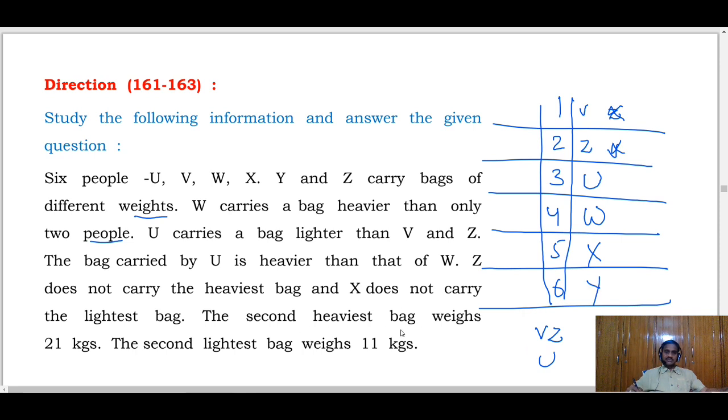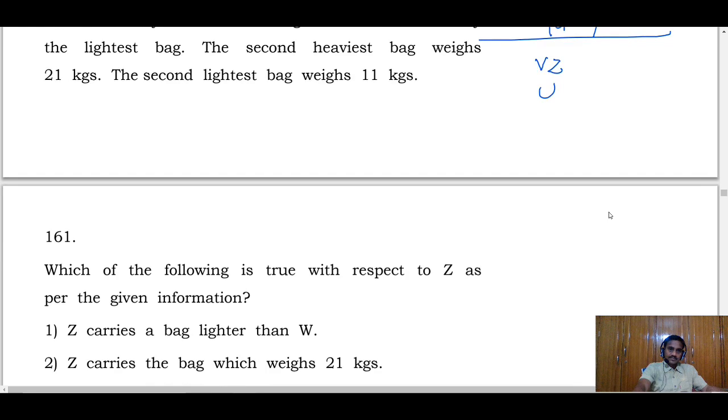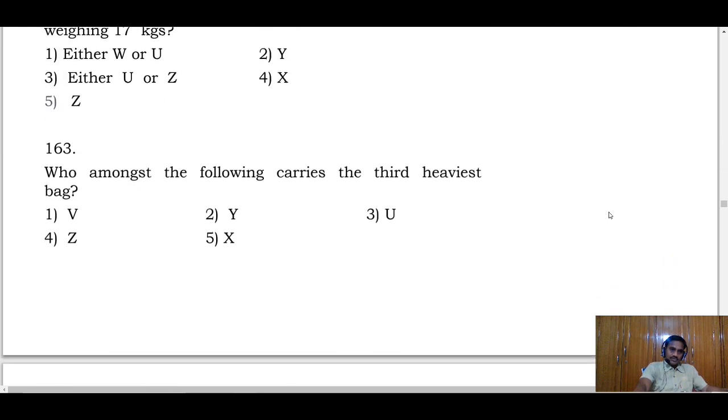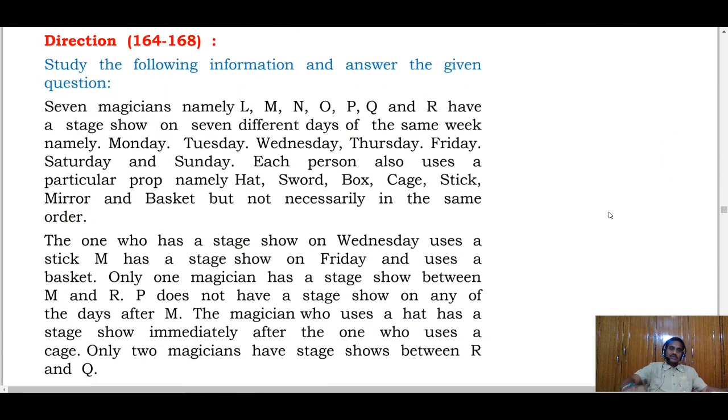And the second heaviest bag weighs 21 kgs. Now this is 21. The second lightest bag is 11. This is 11 kgs. Okay. Now these three questions are based on this one, 161 to 163. Then 164 onwards, 164 to 168.